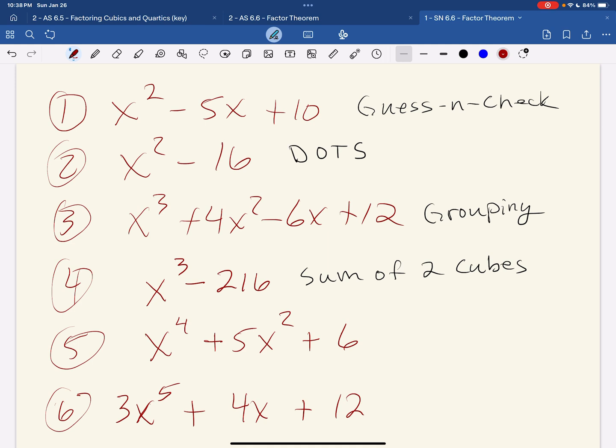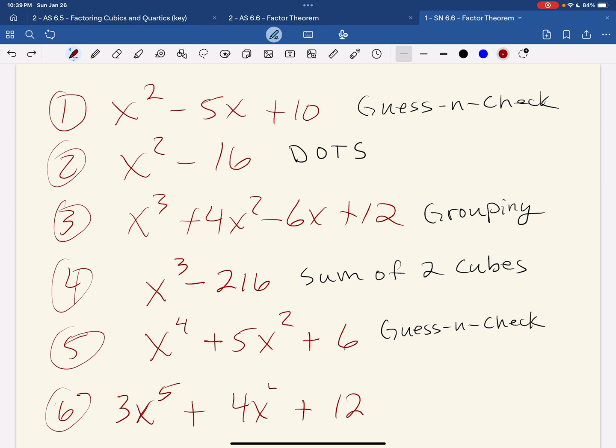Then number 5, we know that's a quartic, but it's got 3 terms. It's missing the x cubed term, and it's missing the x term. So this is another guess and check situation. Now, number 6, if it looked like this, 3x to the 5th plus 4x to the 4th plus 12x cubed, I could factor out an x cubed using the distributive property, and then I'd be left with another guess and check situation.